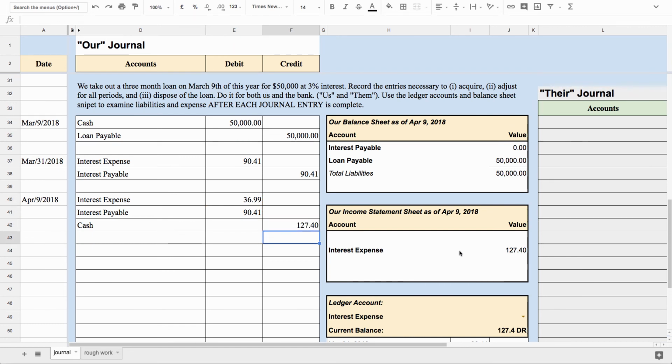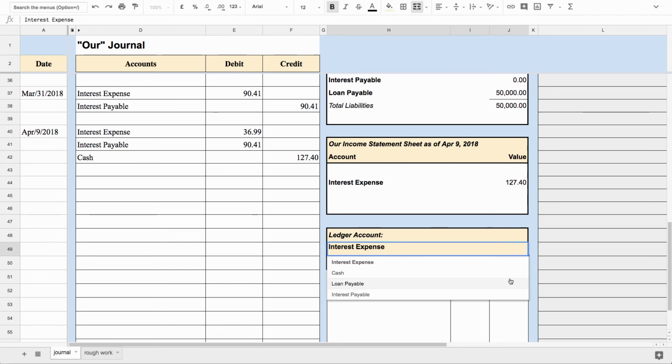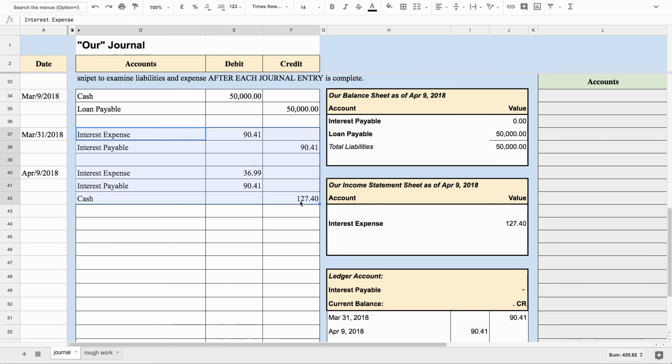$127.40. Done. So as you can see, expense, and you can look at the payable too, right? In went the payable at the end of March, and on the 9th, we paid it. So it comes out and the balance is 0. Guess what? This all repeats.